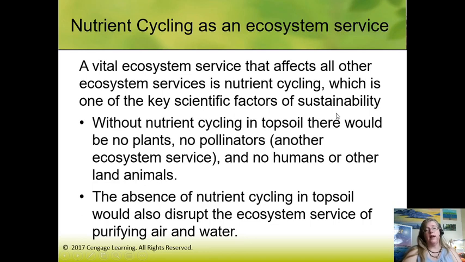Okay, so nutrient cycling is the vital ecosystem service that affects all of the other services. All right, so it's going to affect everything else. Without the nutrient cycling in topsoil, you wouldn't have plants, you wouldn't have pollinators, or any other ecosystem services, because all the plants and animals would be dead if you couldn't keep the nutrients in the soil. The plants have to have it. All right, and no humans or other land animals would exist.